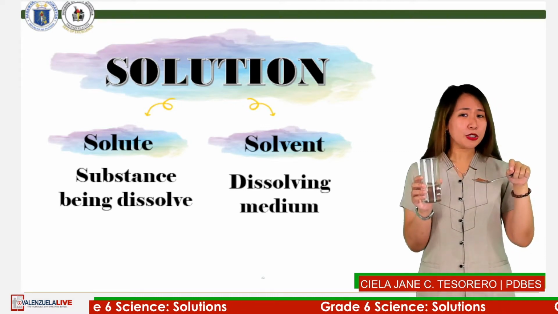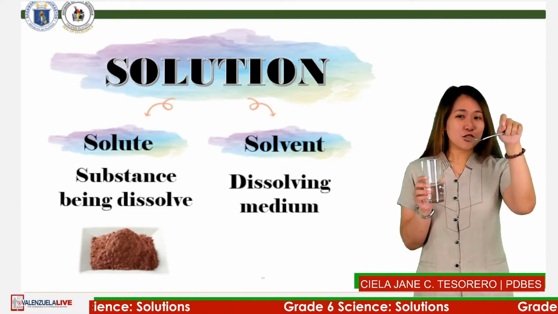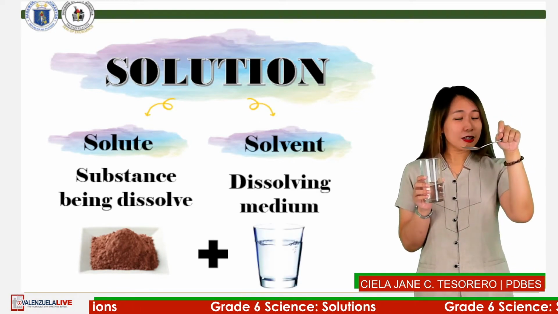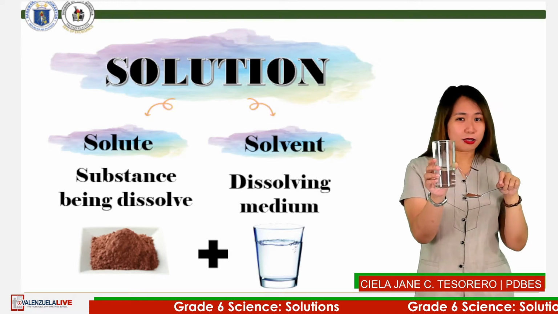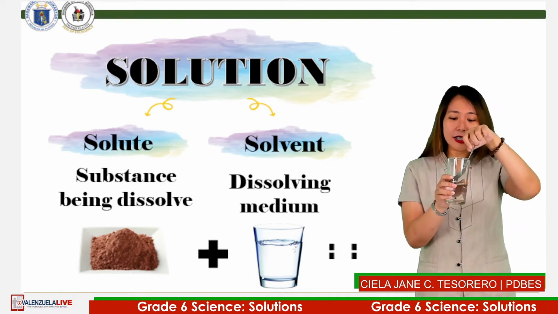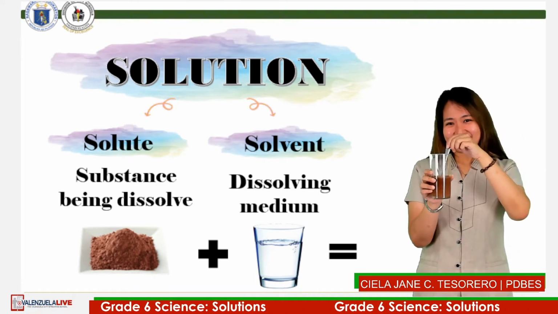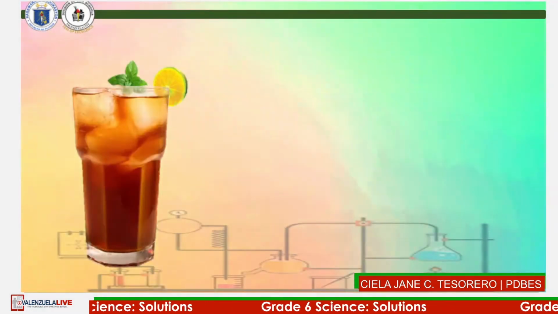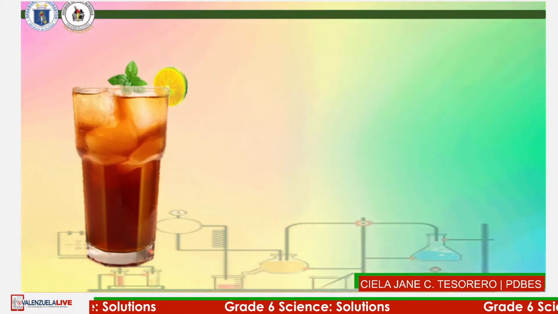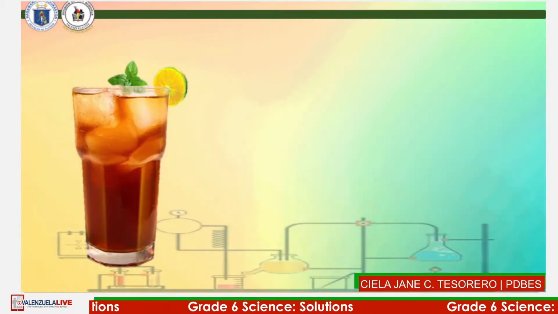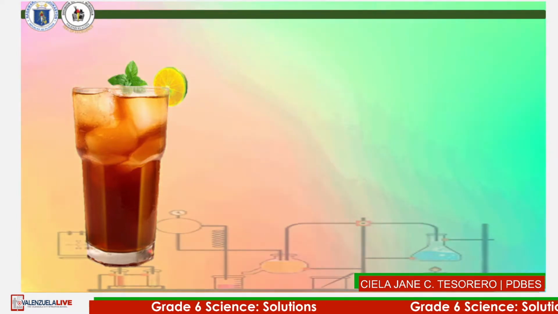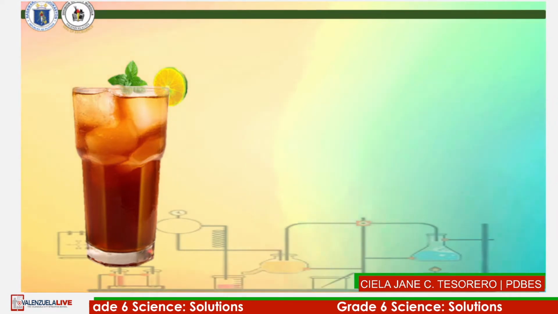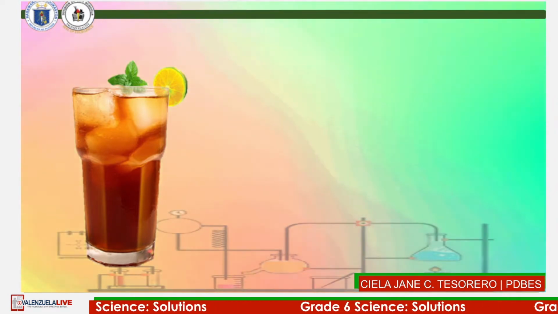So in a mixture of hot chocolate, the chocolate powder is the substance being dissolved, making it the solute, and water is the dissolving medium, making it the solvent. One example of a solution is one of our merienda drinks, the iced tea. What are the components combined to form this mixture? Can you type your answers in our comment box?